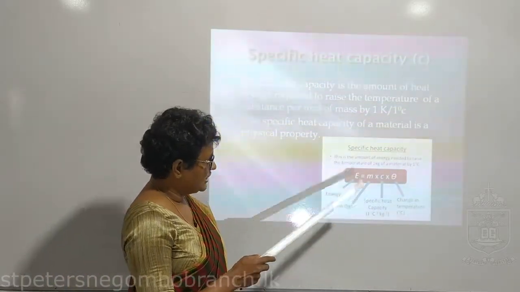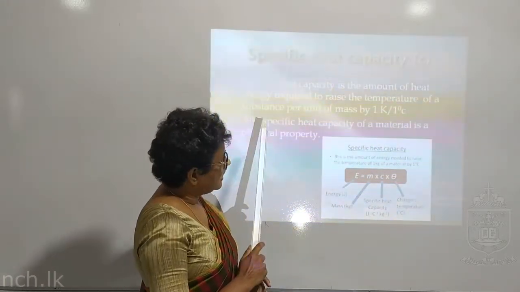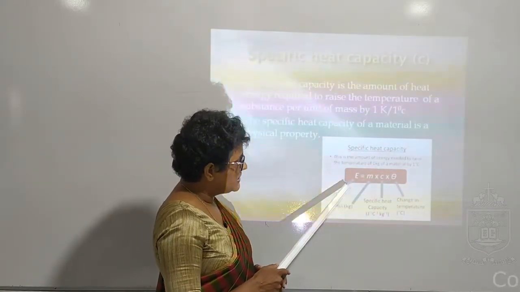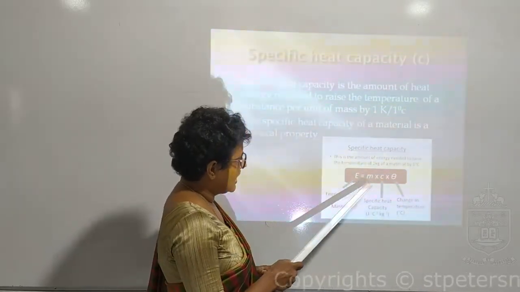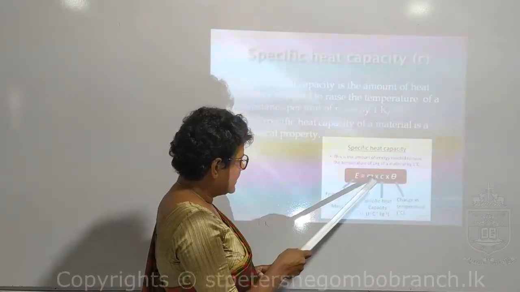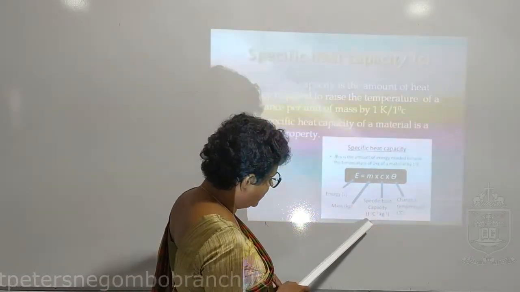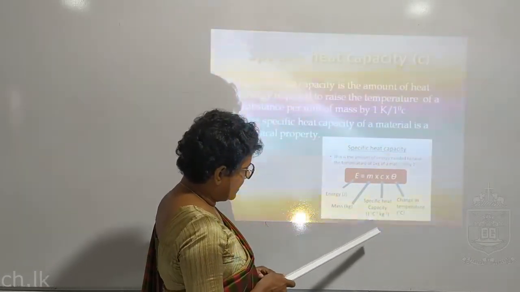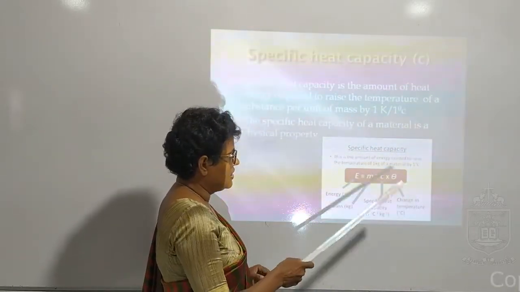Now see, the specific heat capacity C is equal to E divided by M delta theta. In the earlier equation, C equals E divided by delta theta only. Now here you have mass also. If you write it this way, E equals M C delta theta. E is the heat energy, C is the specific heat capacity. Units are joules per C per kg, or you can say joules per K per kg. Theta is the change in temperature.